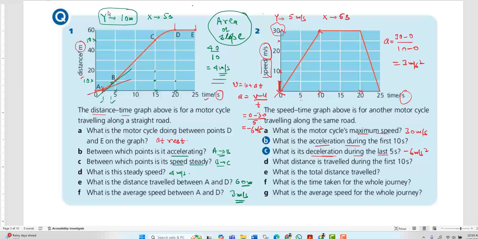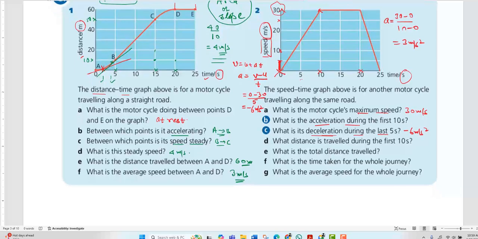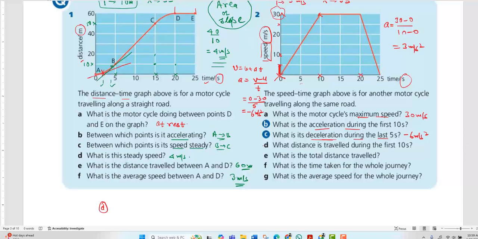What distance is traveled during the first 10 seconds? Distance traveled in the first 10 seconds is... How will you calculate? How do you come to know the distance traveled from the given graph? This graph is a speed time situation. So which information of the speed time graph gives you the distance? The 30 meters, 20 meters.